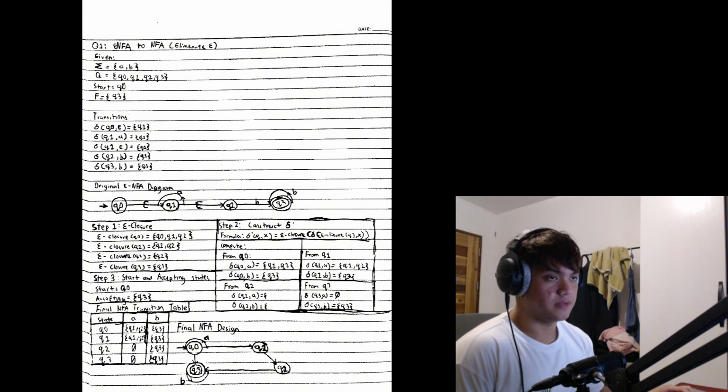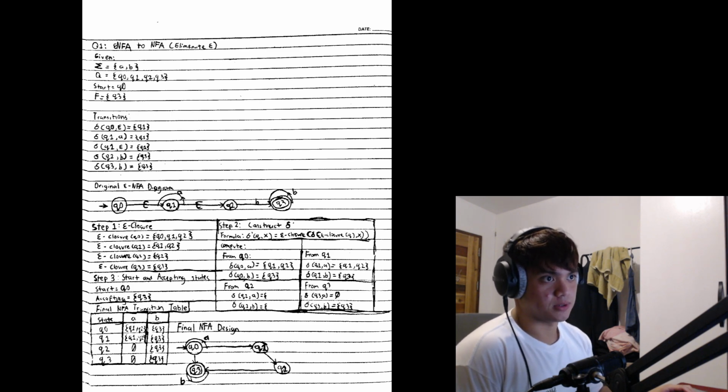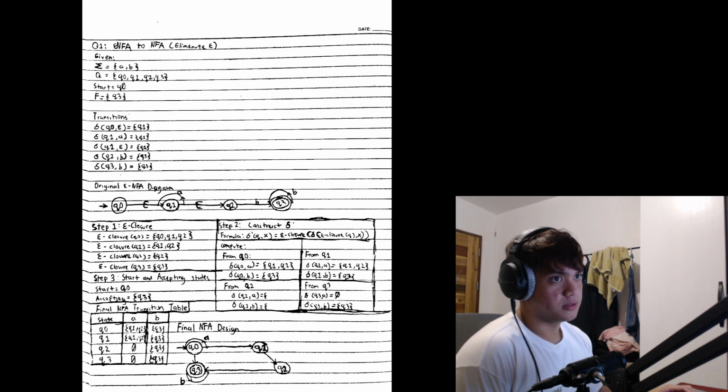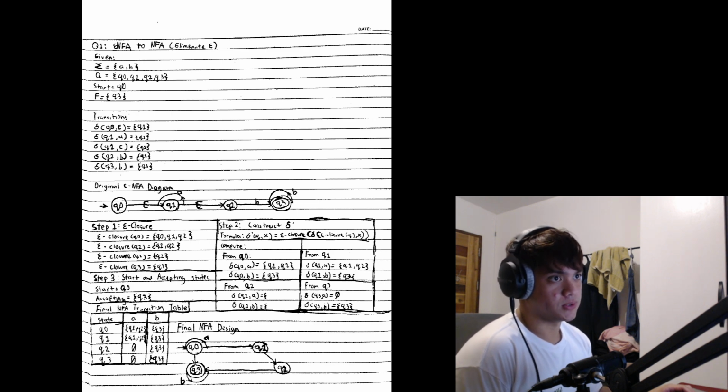The given epsilon NFA has alphabet A, B, 4 states Q0, Q1, Q2, Q3. Start state is Q0 and accepting state Q3. The transitions are Q0 goes to Q1 on epsilon, Q1 loops to itself on A, Q1 goes to Q2 on epsilon, Q2 goes to Q3 on B, and Q3 loops to itself on B.